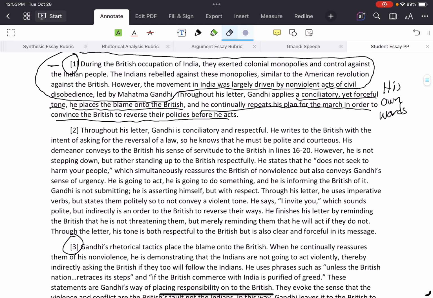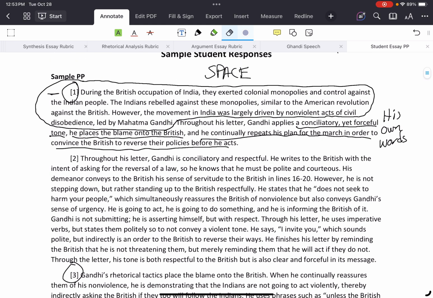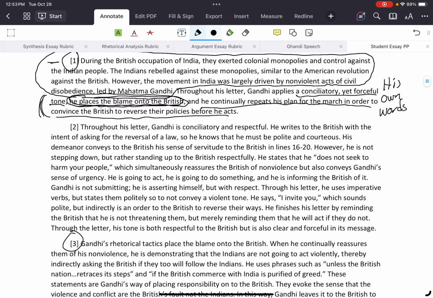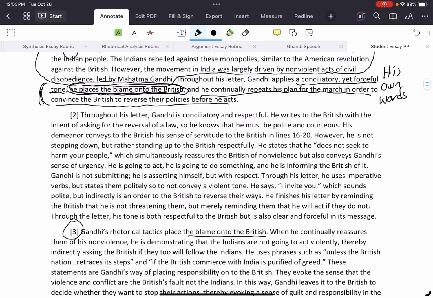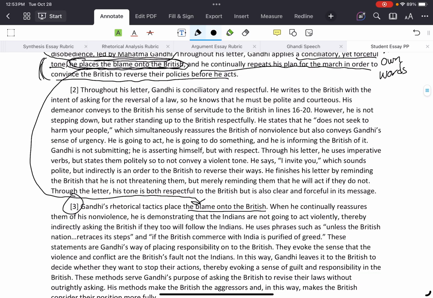Okay, so let's skip down here to number 3. Now, he said that he's going to talk about how he places blame on the British as his second strategy. So I'm hoping that's what he talks about in his second body paragraph, because that's the roadmap he laid out in here. Gandhi's rhetorical tactics place the blame on the British. See, thank God. Okay, look, this helps your line of reasoning. A reader is expecting your second body paragraph to talk about what you said you were going to talk about. This helps the line of reasoning.